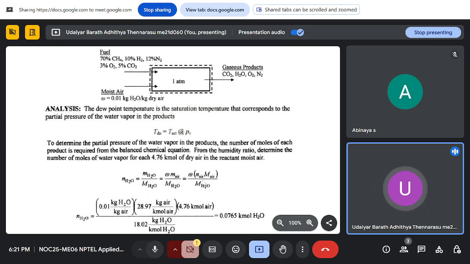for 1 mole of oxygen we are having 4.76 moles of air. So with that we substitute n of air as 4.76, molar mass of air is 28.97, and that of water is 18, and omega is given as 0.01. So we'll get the moles of water as 0.0765 kilomole of water.